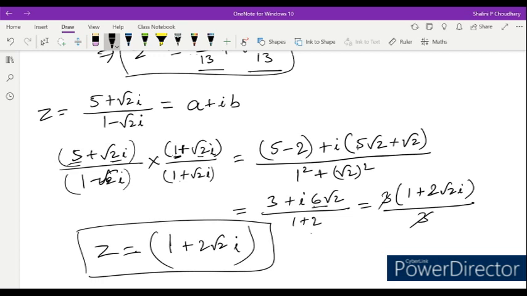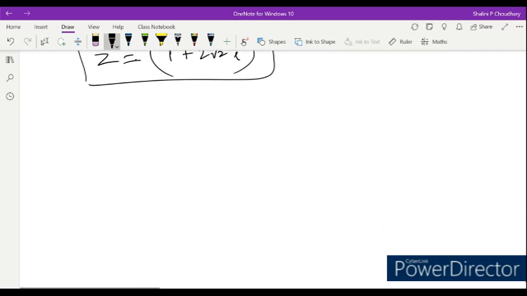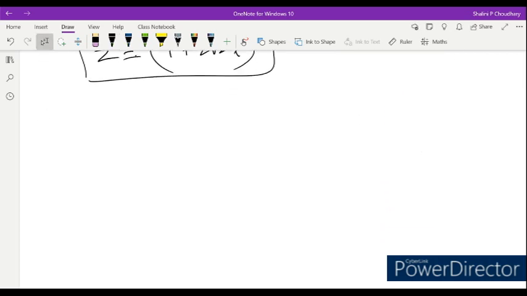And one more question we will do. एक और question करते हैं. i to the power minus 35. What will be the value of this? Minus 35, it means 1 upon i का power 35, right?